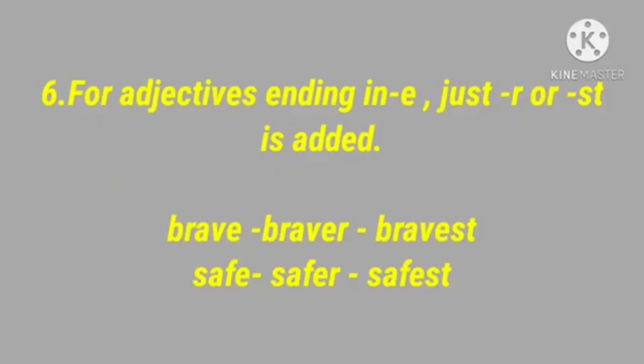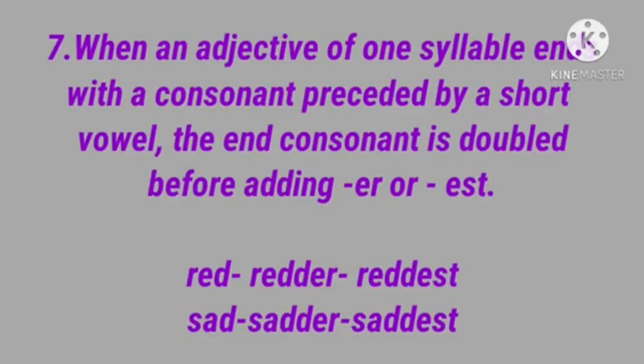Seventh one, when an adjective of one syllable ends with a consonant preceded by a short vowel, we will double the consonant and add er or est.